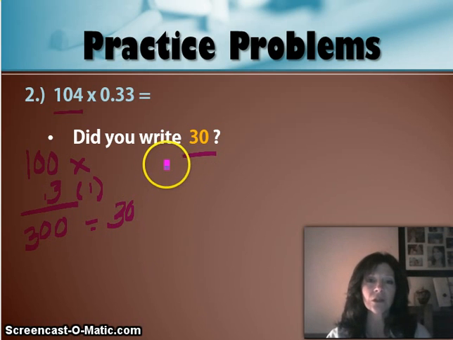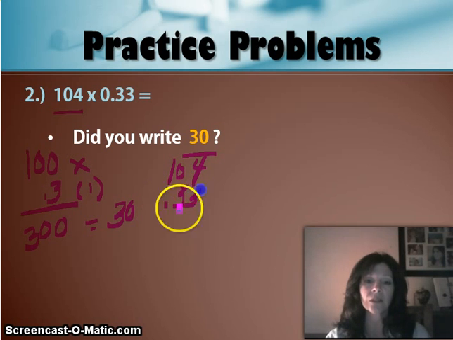If I actually looked at the actual multiplication of 104 and 33 hundredths, 3 times 4 is 12, carry a 1, 3 times 0 is 0, plus 1 is 1.